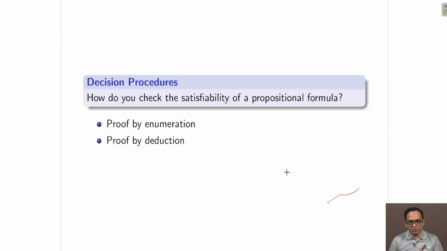The other technique is called proof by deduction, where we have certain rules. Some things are obviously true in propositional logic, and we can use them to prove that a certain formula is satisfiable or not.